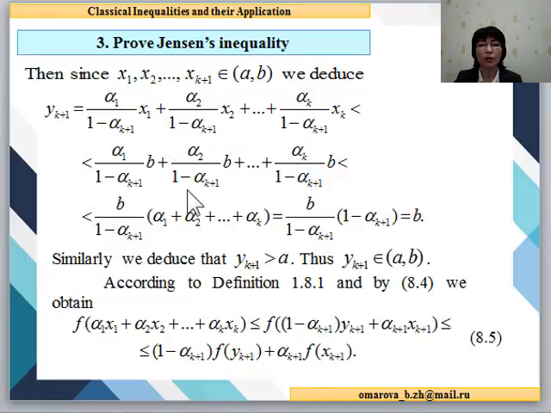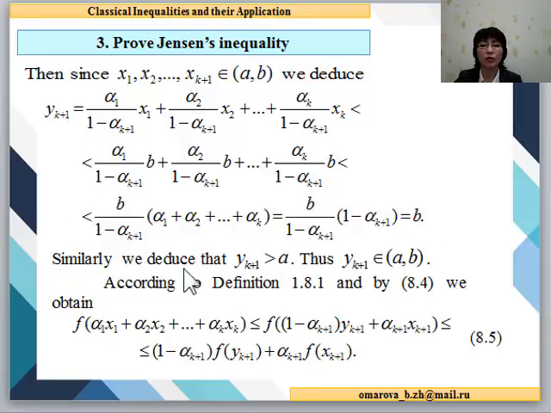Next, we take out common factor in the parentheses. The following fraction is common factor. We obtain the following expression. We see the sum of the parentheses equal to difference from 1 and alpha sub k plus 1. Then we cancel the common factors and we obtain the number b. Finally, we see the new variable y sub k plus 1 is less than b.